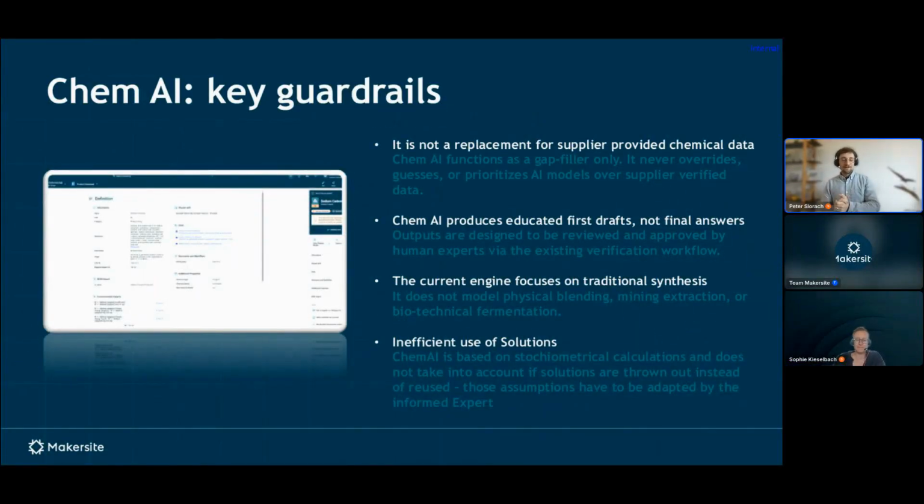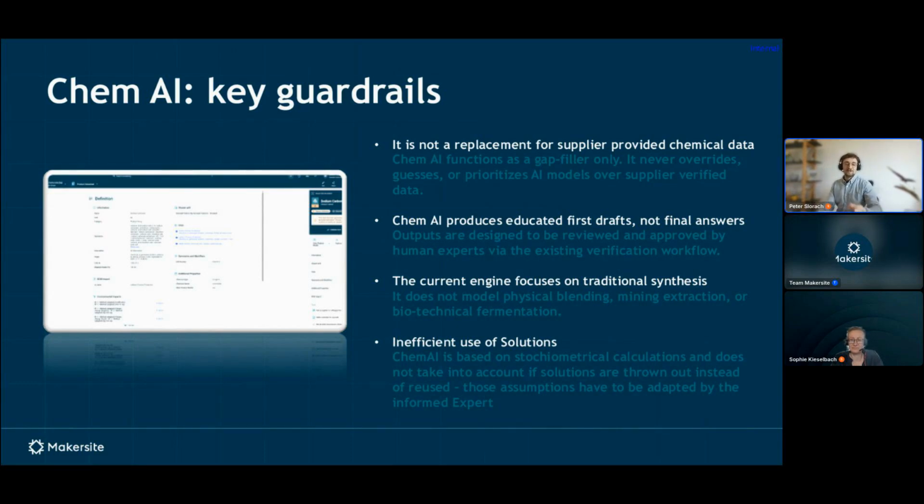Yeah, so I myself am relatively new to Makersite, and I would have had questions around this when I joined, and I did indeed. So these are some key guardrails that we have in place for ChemAI. First and foremost, it's not a replacement for supplier-provided chemical data. If you have the exact data for which your chemicals are produced, you should be using that to model your chemical. And we would encourage all of our customers to request this data from their suppliers.